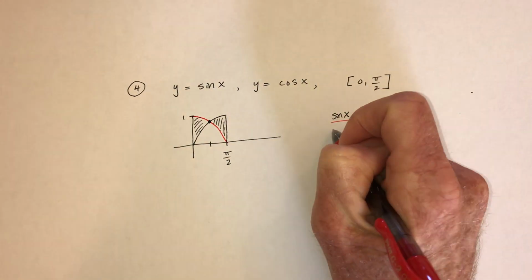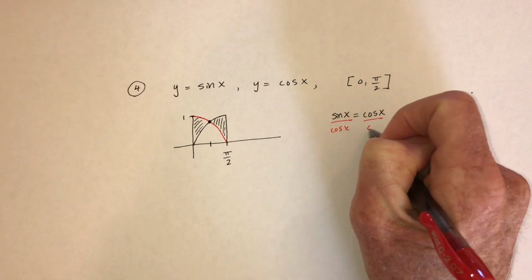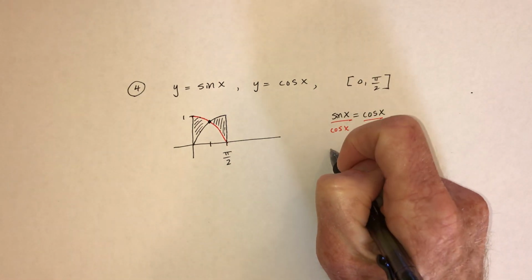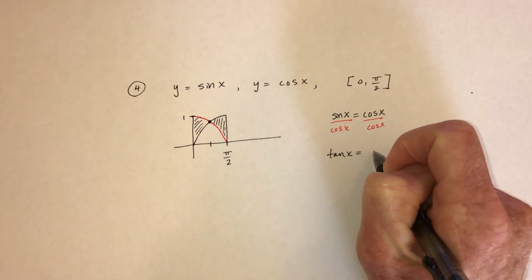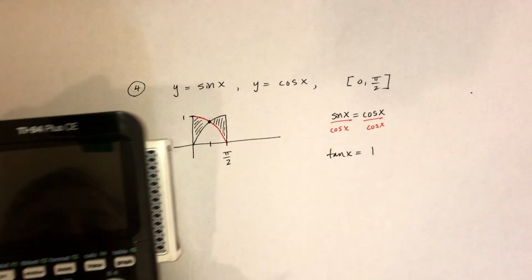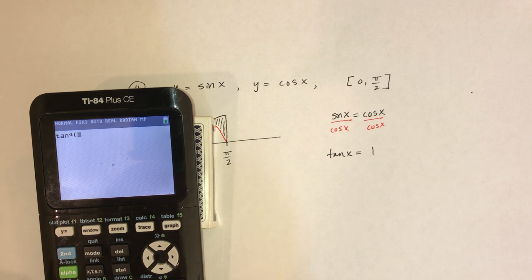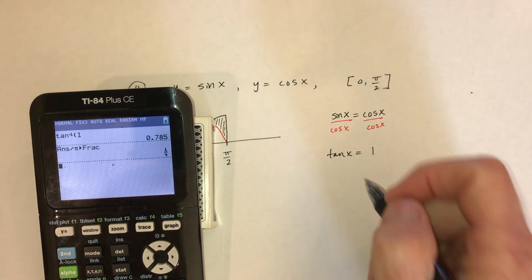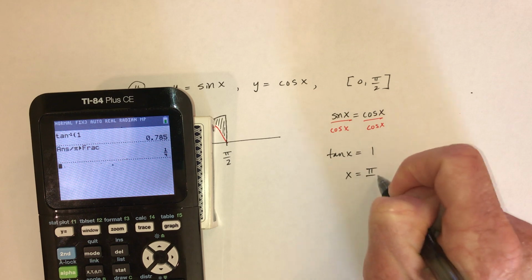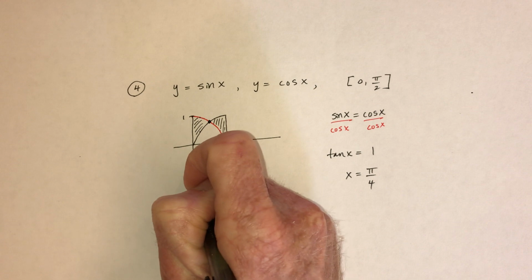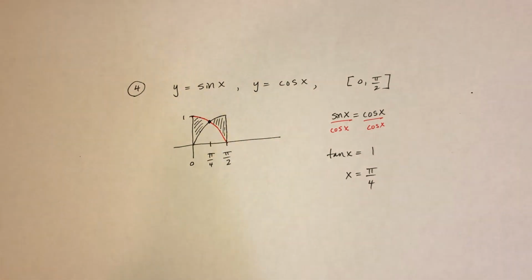What I could do is divide both sides by cosine. And then on the left side, sine over cosine, that becomes tangent. So when does tangent equal 1? I'm pretty sure that's pi over 4. So tangent inverse of 1, divide that by pi, and change that to a fraction. It's 1/4 of pi. Which also makes sense because that would be right in the middle between 0 and pi over 2.